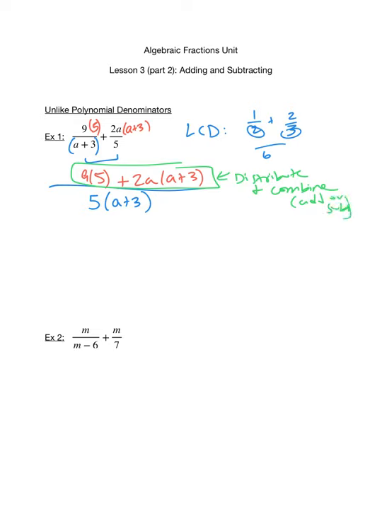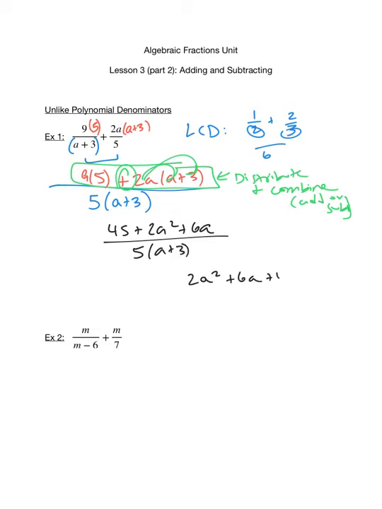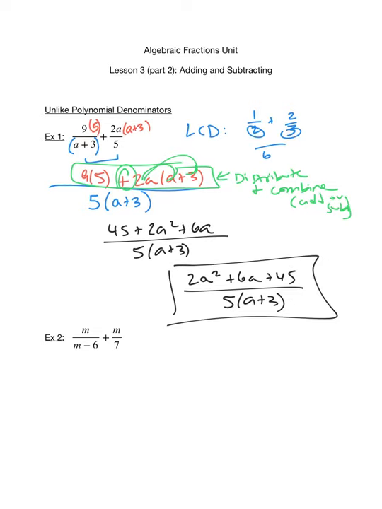Okay, your denominator you don't distribute. That's in factored form. There's no addition or subtraction. But because we have addition or subtraction here, you have to distribute here to be able to add and combine like terms. So my numerator is now going to be 45 plus 2a squared plus 6a all over 5 times a plus 3. And then I'm going to reorder it in standard form, 2a squared plus 6a plus 45 all over 5 times a plus 3. You look to see if possibly something can be factored. The numerator can't be factored, so you leave it.